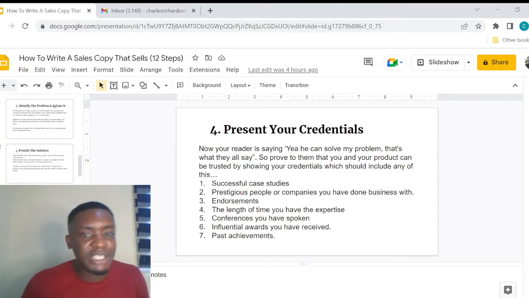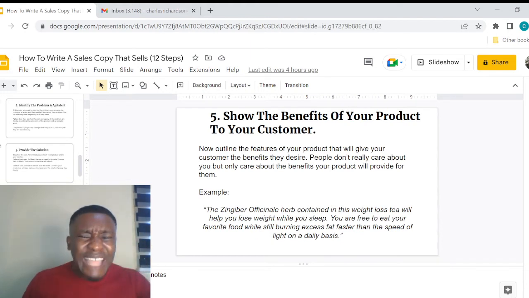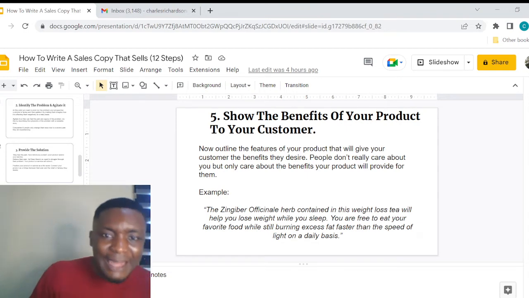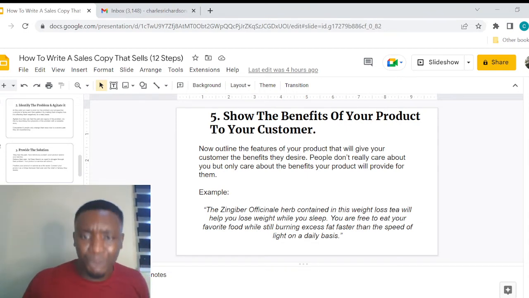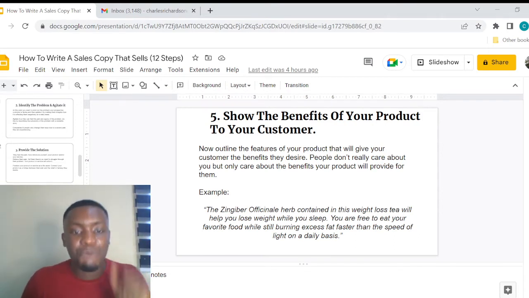Now let's move on to the next one. After you have presented your credentials, show your customer the benefits of your product. Now outline the features of your product that will give your customer the benefits they desire. People don't really care about you, but only care about the benefits your product will provide for them.